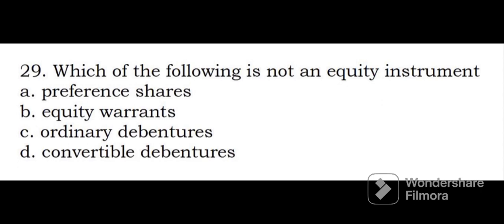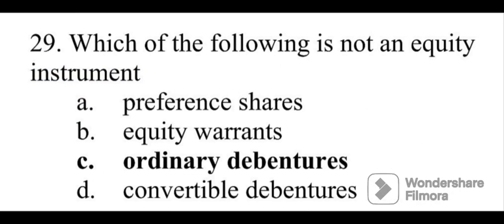Question number 29. Which of the following is not an equity instrument? A. Preference share, B. Equity warrants, C. Ordinary debentures, D. Convertible debentures. So if you know the definition of these four instruments, you can easily understand. If you want discussion on these instruments individually, please write in the comment. Meanwhile, the answer will be C, ordinary debentures.